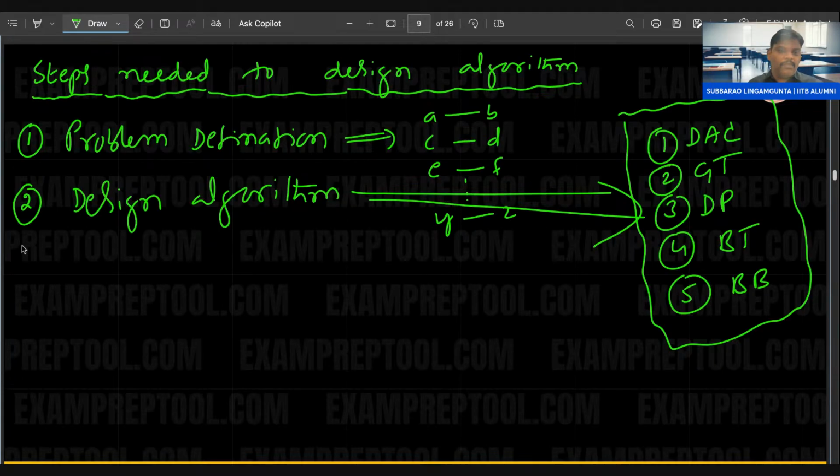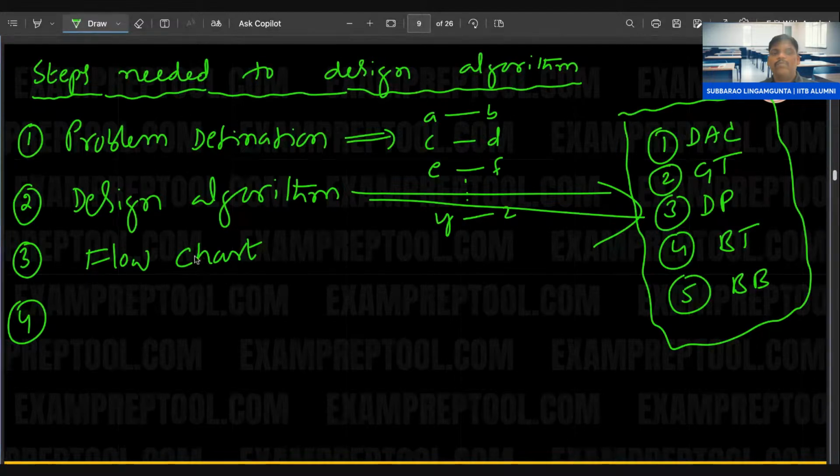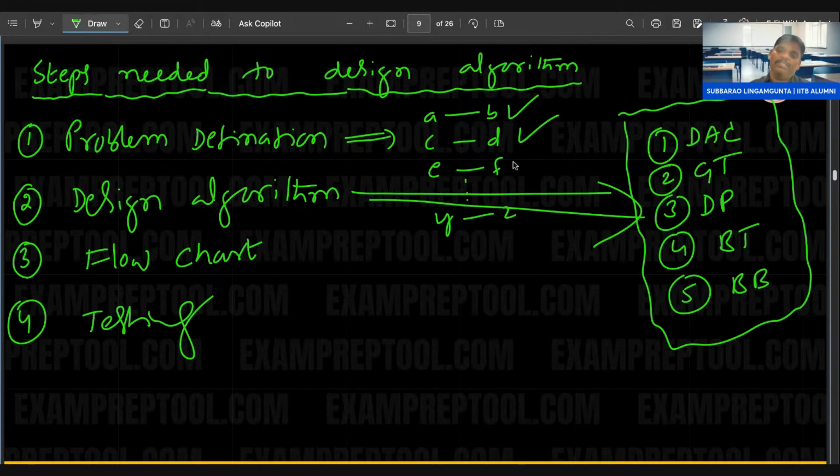Suppose the second step is over, it means almost you got the algorithm, in normal English lines. Now, using that algorithm, draw a flowchart, because you already have the algorithm. The fourth step, after the flowchart is available, is to do testing by applying all possible test cases.